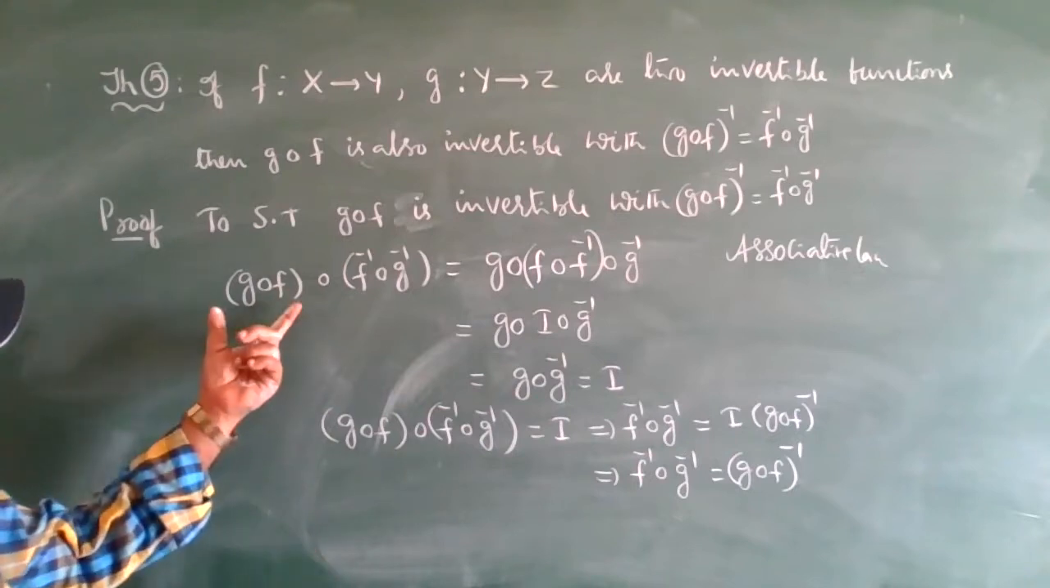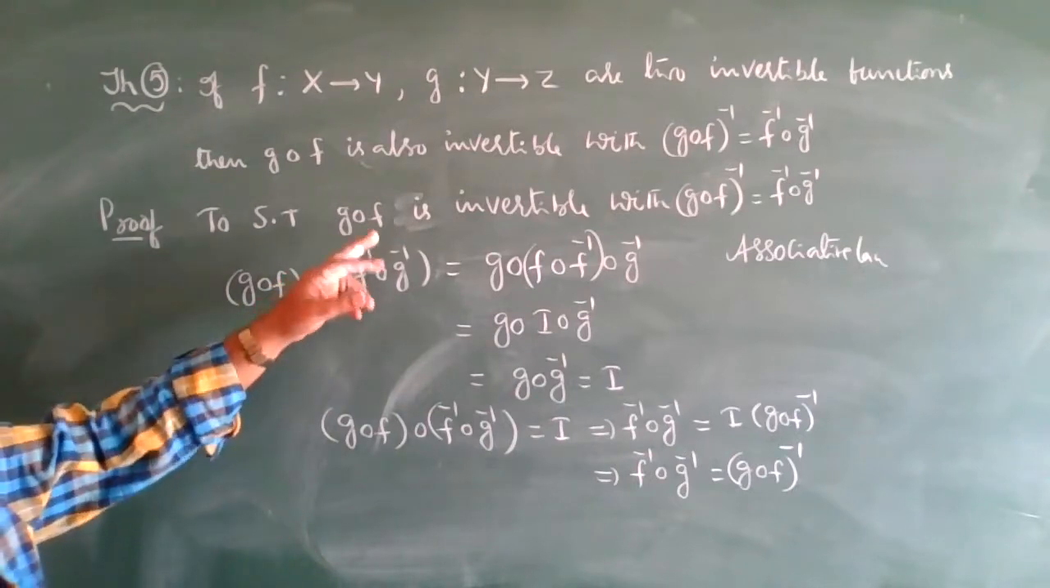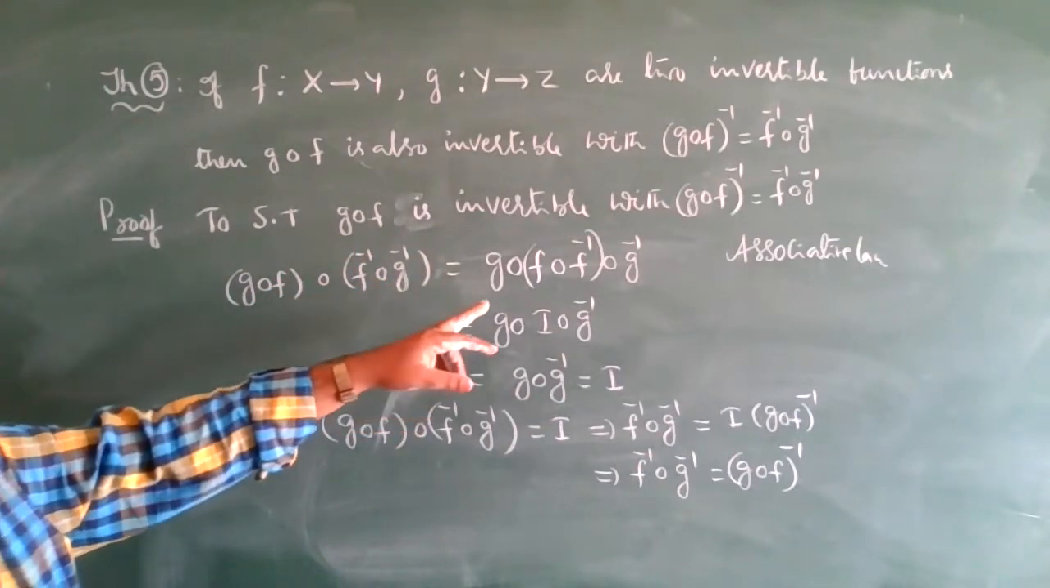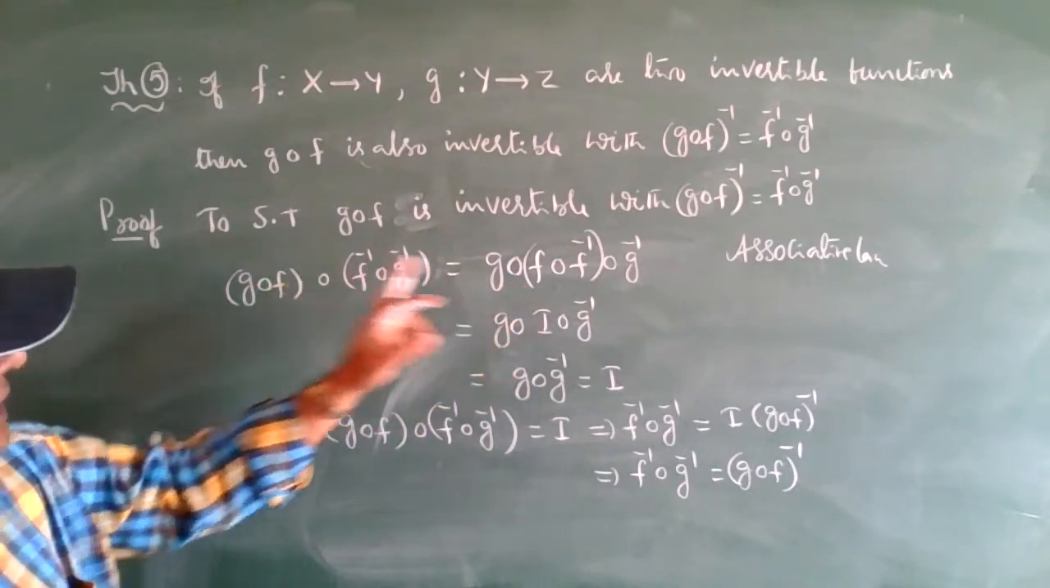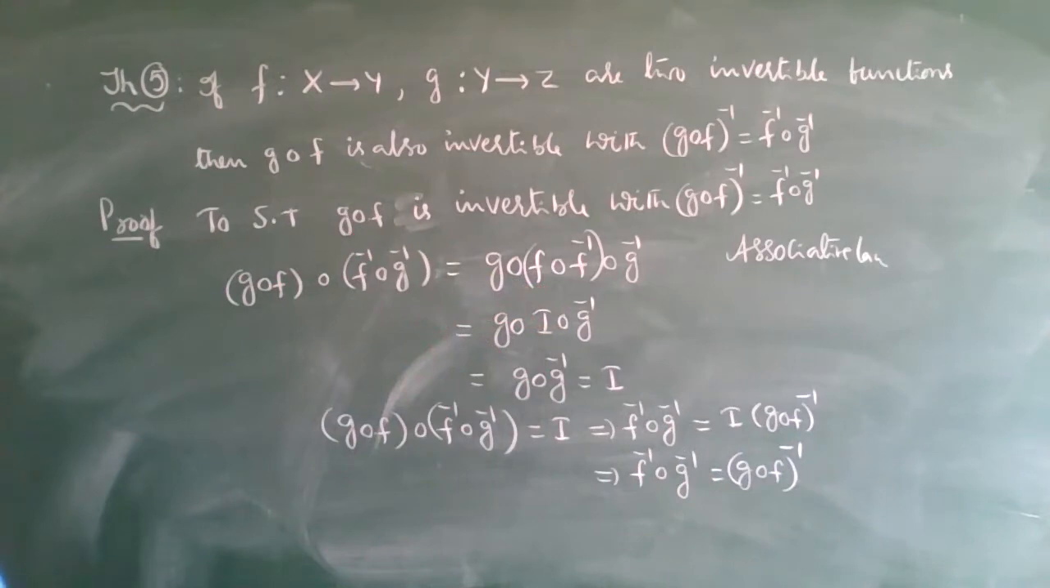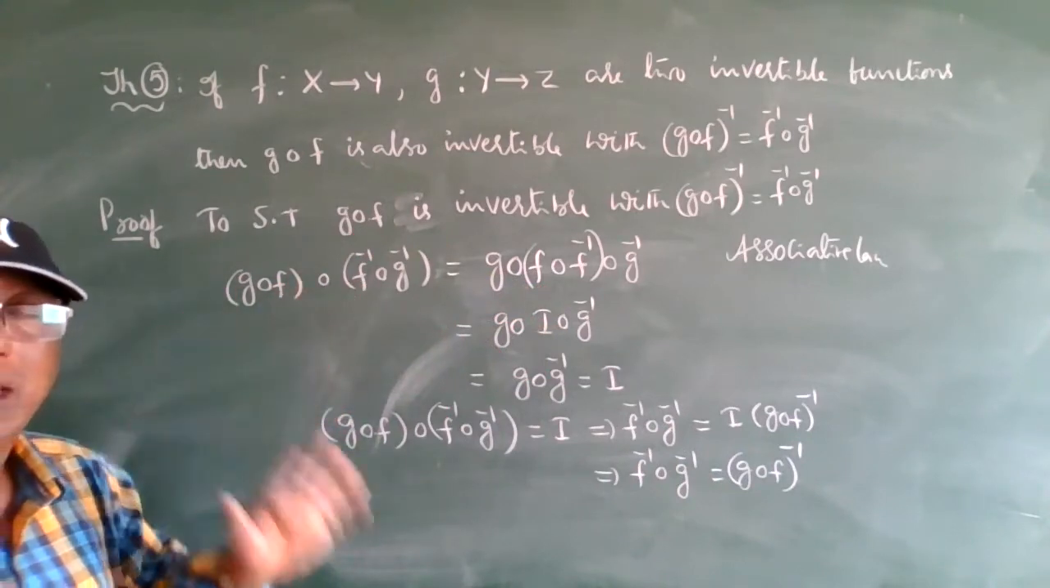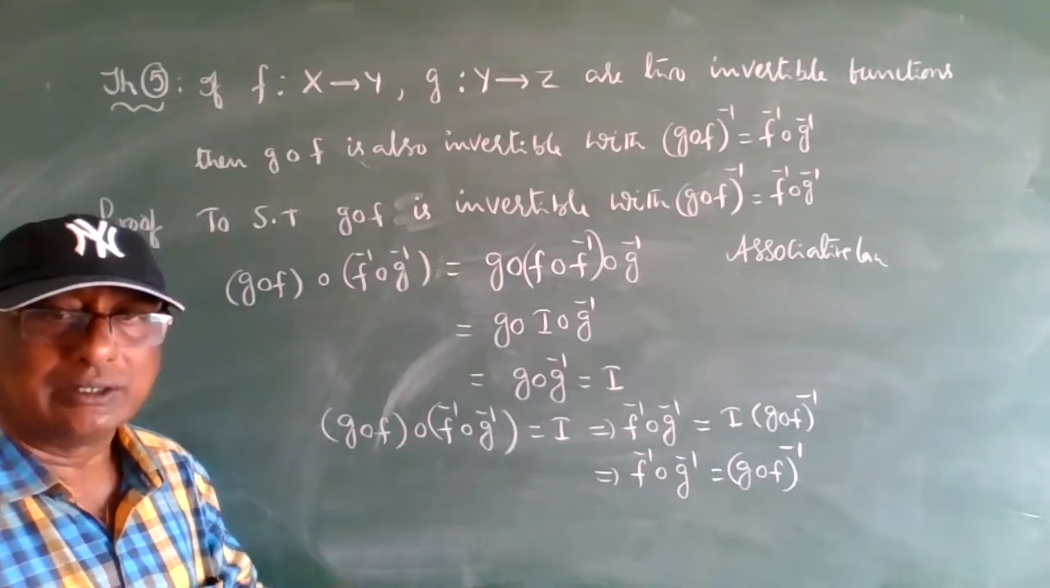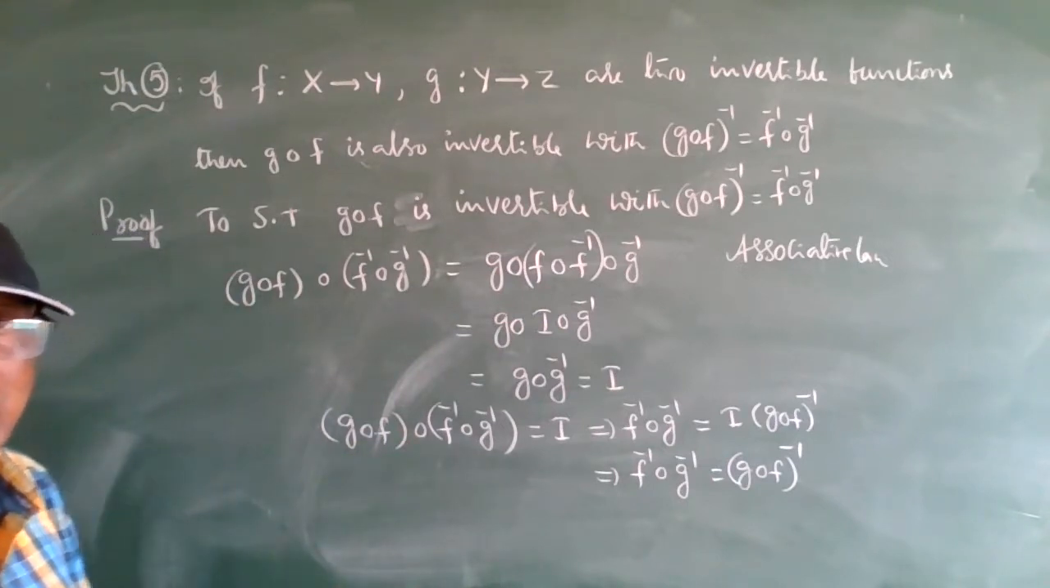We will take one more. One more we have to take. So G circle F, we take the right hand side, one more term. We can prove this in reverse order also. Okay? So it is clear to everyone.